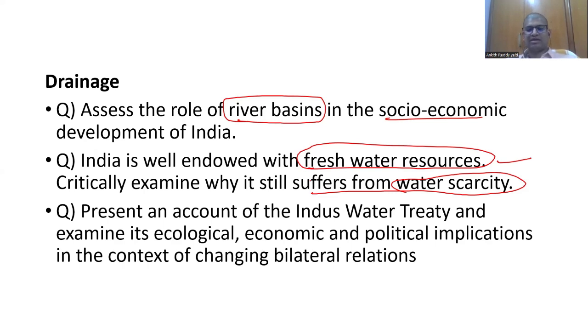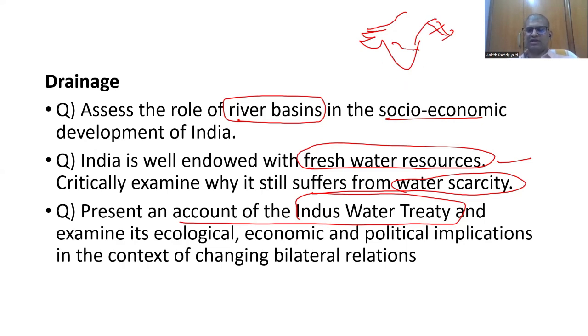So they might ask you why cities are experiencing floods, and they may ask you to write the suggestive measures for that problem or issue, right? And present an account on Indus Water Treaty. So as I told you, not only do Indian rivers flow through multiple states, rivers like Indus flow through India and Pakistan. Okay, like Ganga, Brahmaputra flow through India and Bangladesh. So there are inter-country rivers also.